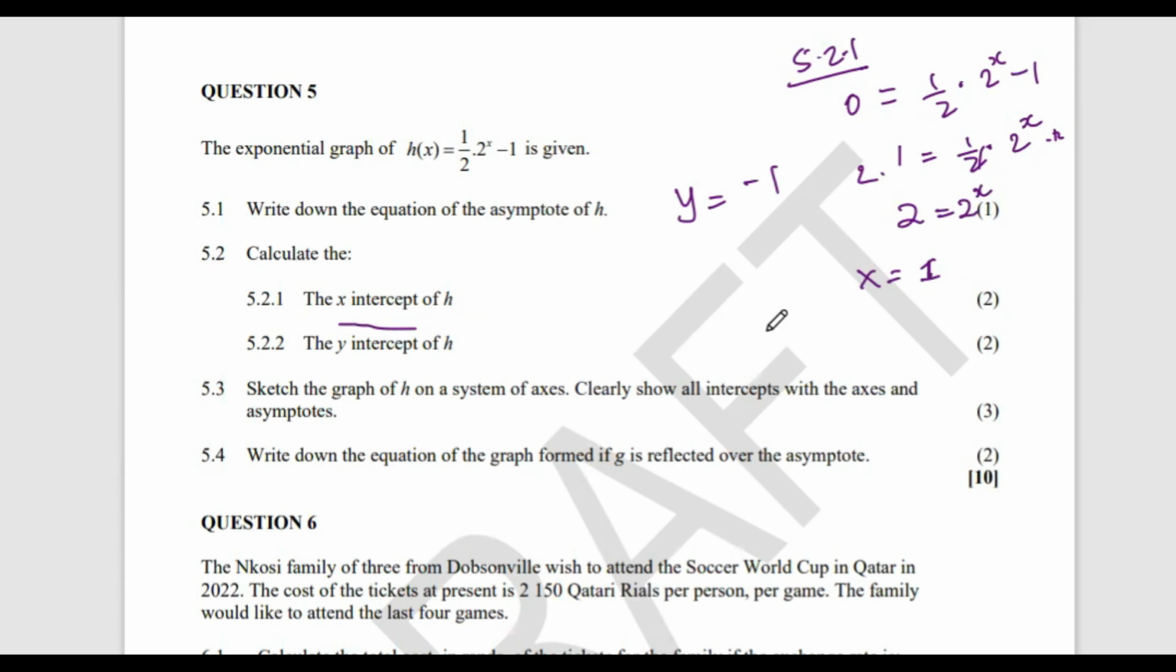And then they want the y-intercept, x must be a 0. So a half times 2 to the 0 minus 1. You know that anything to the 0 will always be a 1. So we have a half minus 1, which gives us negative a half. And then they want us to do the sketch.